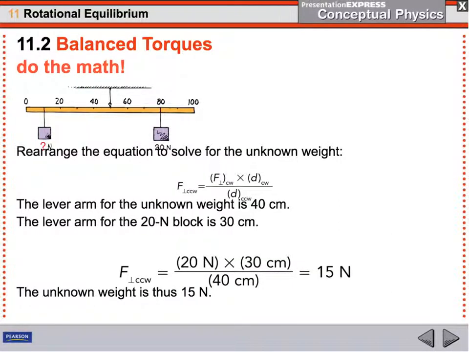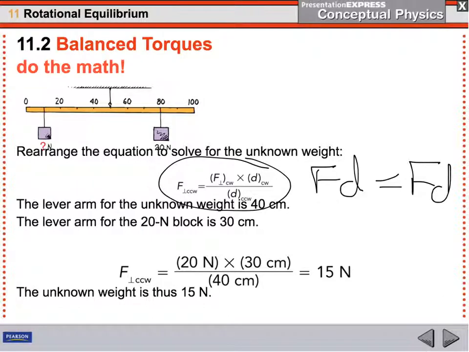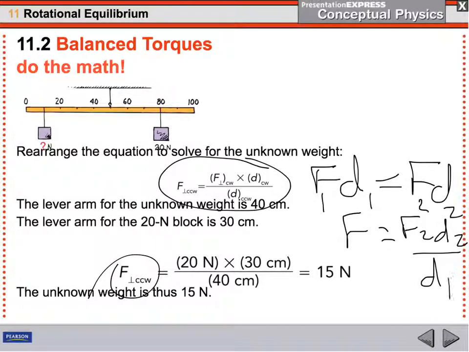So if you set this up and rearrange the equation, if you have F D equals F D, where you have force 1 and 2, you're looking for that other force. So force will be F2 D2 divided by D1, giving you the 15.